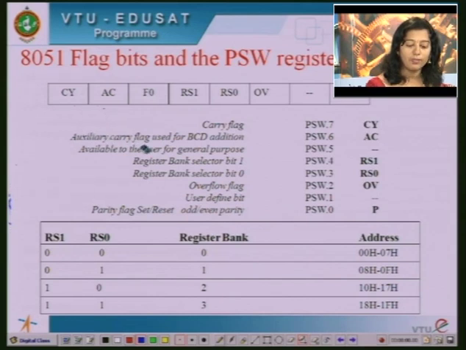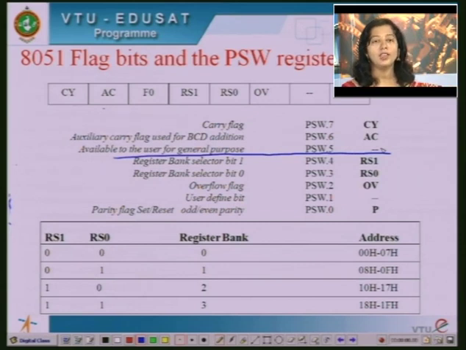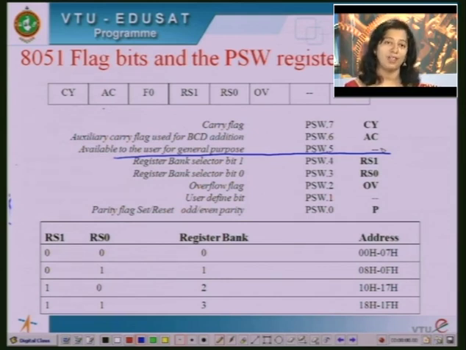And next is this F0. F0 is an unused bit. It is available for general purpose. As it is written here, there is no definition given for F0. Usually when they design such devices, they would leave one or two bits blank so that some usage could be defined further by the people using them, and if required you can set it to something, otherwise it is an unused bit as of now.